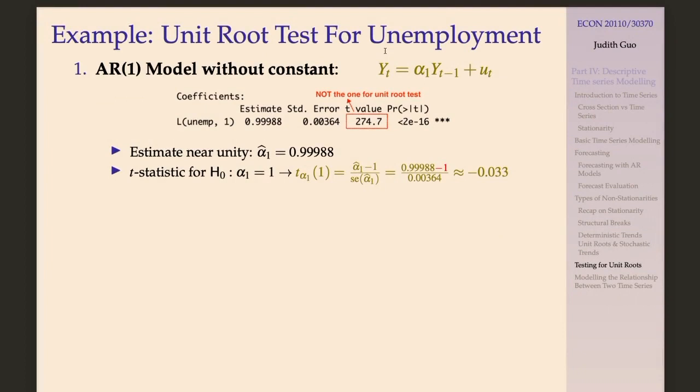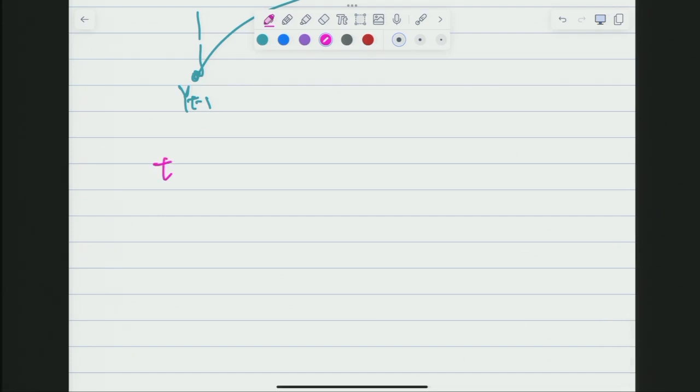Now, the t value here, the 200 something, is not the correct t value for the null hypothesis that we're interested in. What we have here is the t value alpha hat 1 minus 0 divided by the standard error of alpha hat 1.